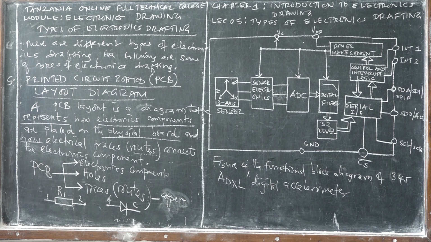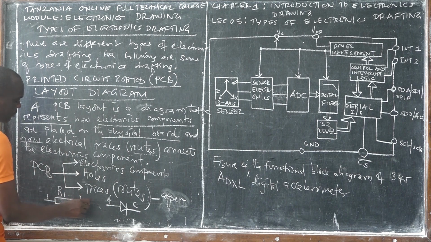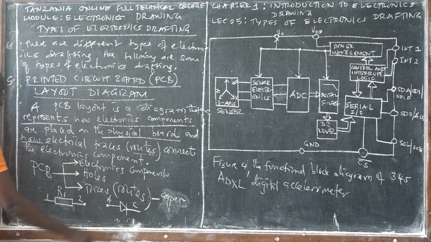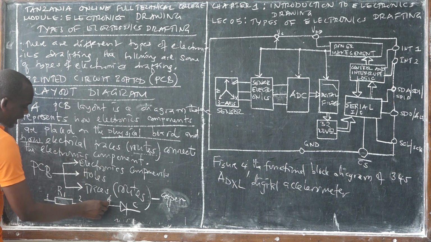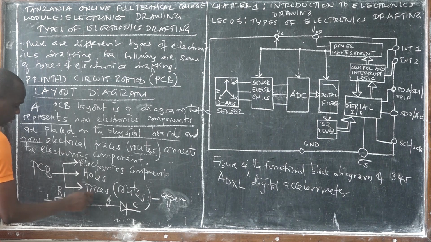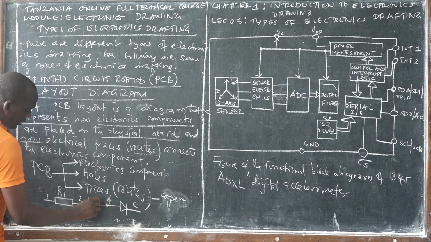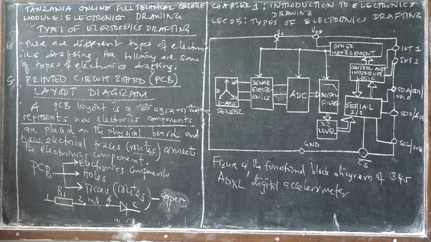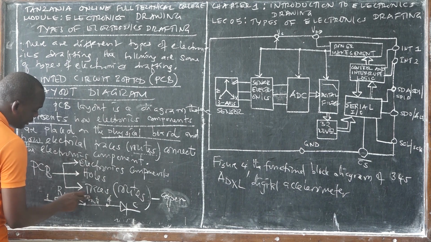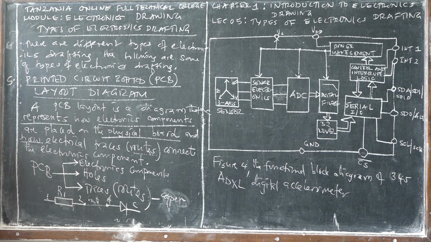So if you place these electronics components on the PCB board, then to connect the anode of the diode and terminal 2 of the resistor, you just need a route. This is what we call a route, and it's not a wire, it's a route. This route is achieved by using copper material found on the surface of the PCB board. So this is what we call the route or trace.